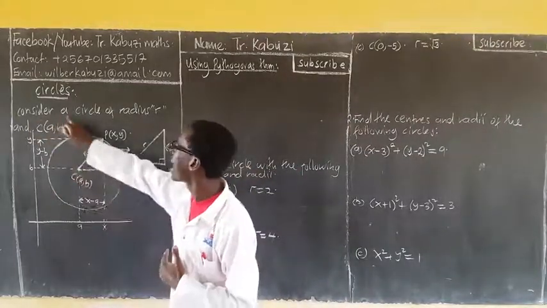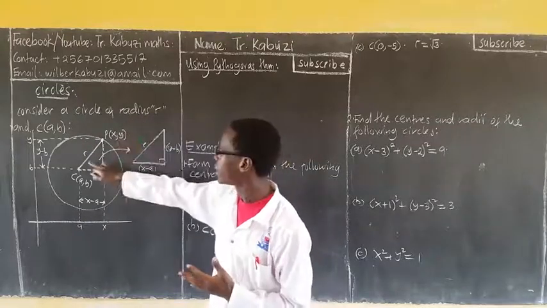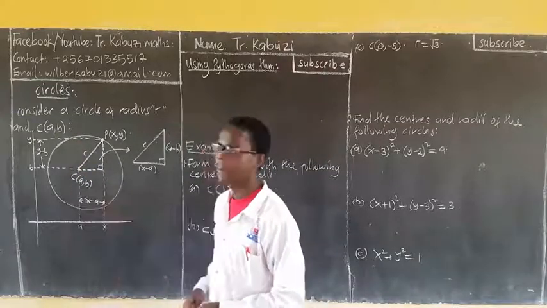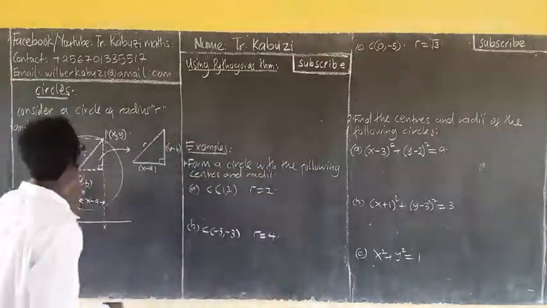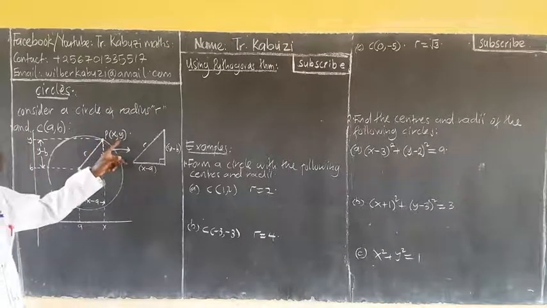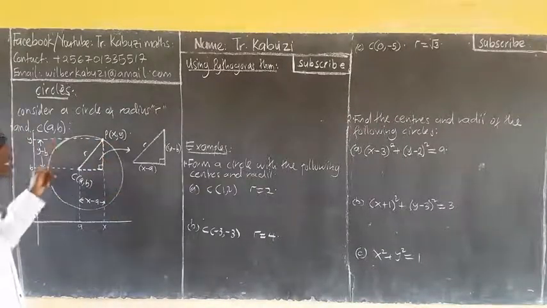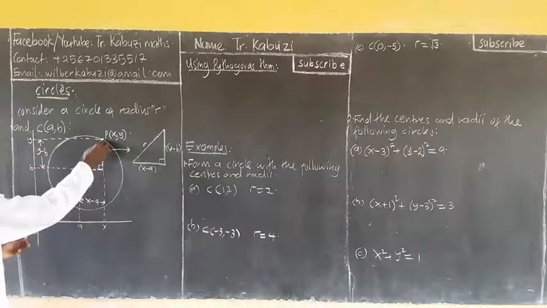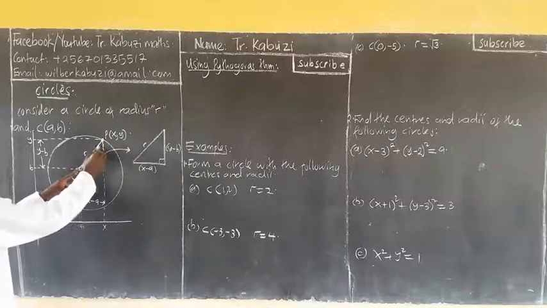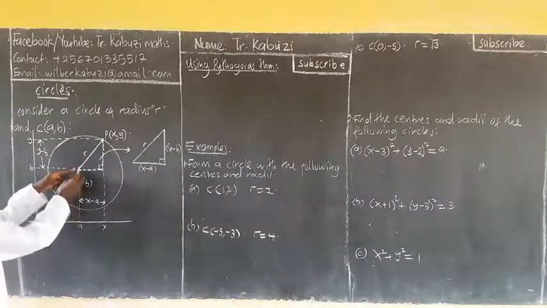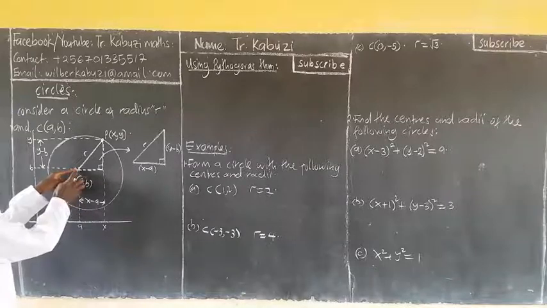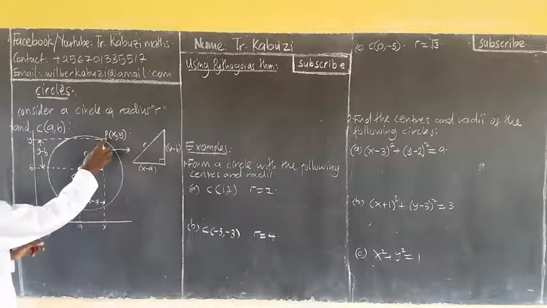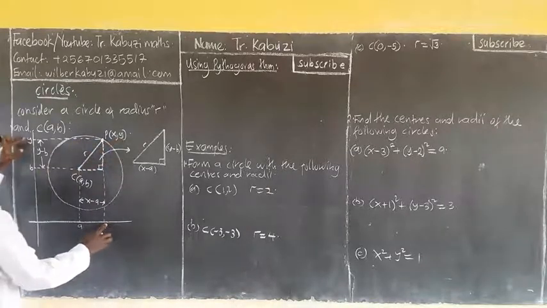So we are going to consider a circle with radius r. You see it's radius r with center (a, b). It's centered at (a, b). Now, if I consider locus P, which is (x, y), I'm considering a point on the circumference of the circle. If I draw from here to the center, it's the radius r. If this is the center (a, b), it means that the x coordinate here is a, and the y coordinate is b. For this point, the x coordinate is x, the y coordinate is y.